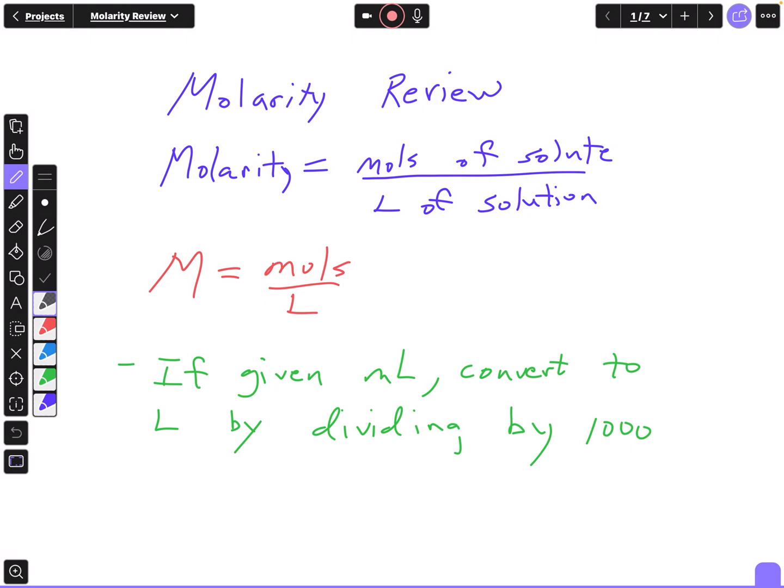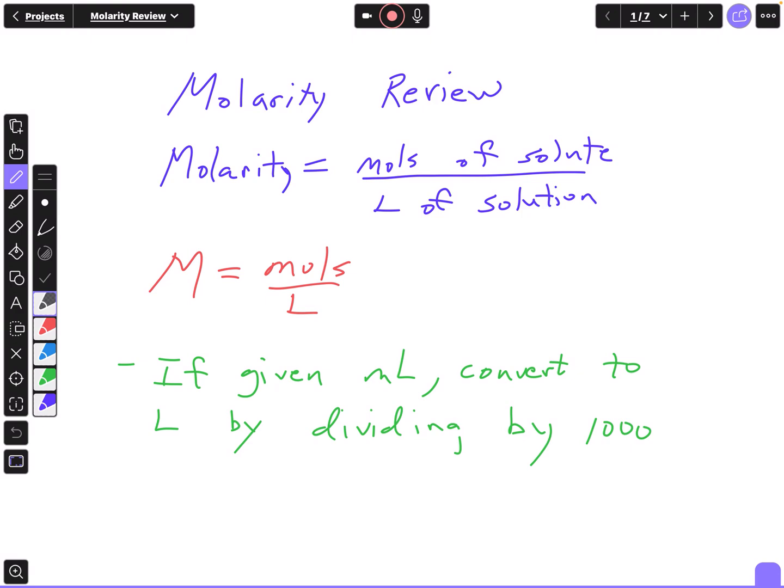Now, molarity is for solutions, and it is a measure of the concentration of a solution. The higher the molarity, the more concentrated it is. That means the more solute it has compared to the solvent. And remember, the solute is what is dissolved in a liquid, and the solvent is what's doing the dissolving. So if you add salt to water, salt would be your solute, and water would be your solvent.